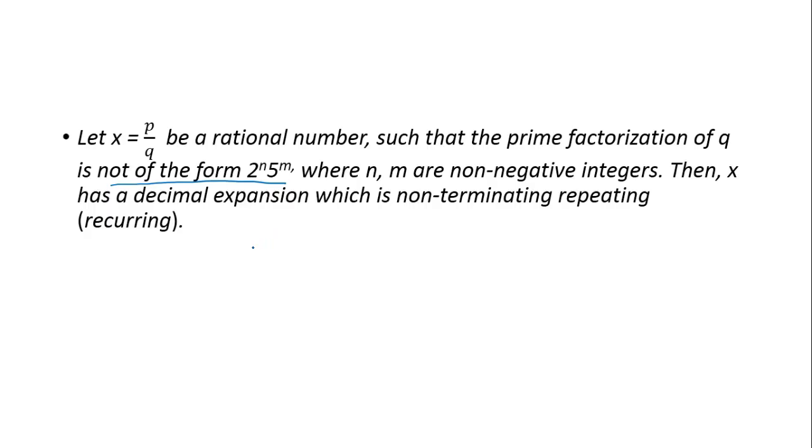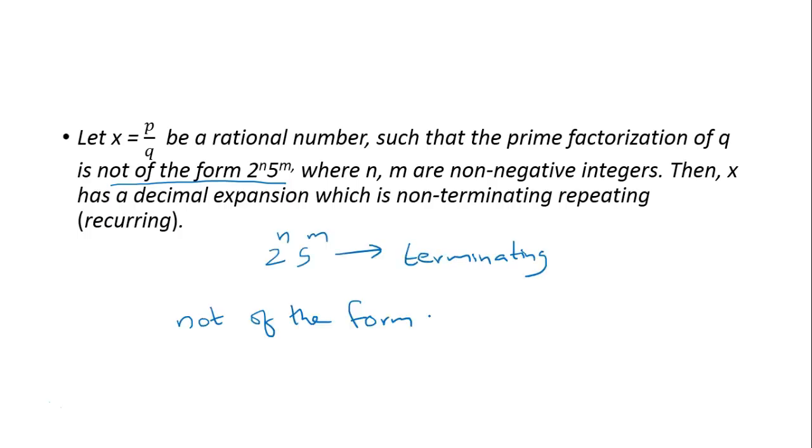So if p by q is a rational number and the prime factorization of q is of the form 2 raised to n into 5 raised to m, then the decimal expansion is terminating. And if the prime factorization is not of the form 2 raised to n into 5 raised to m, then the rational number is non-terminating, repeating.